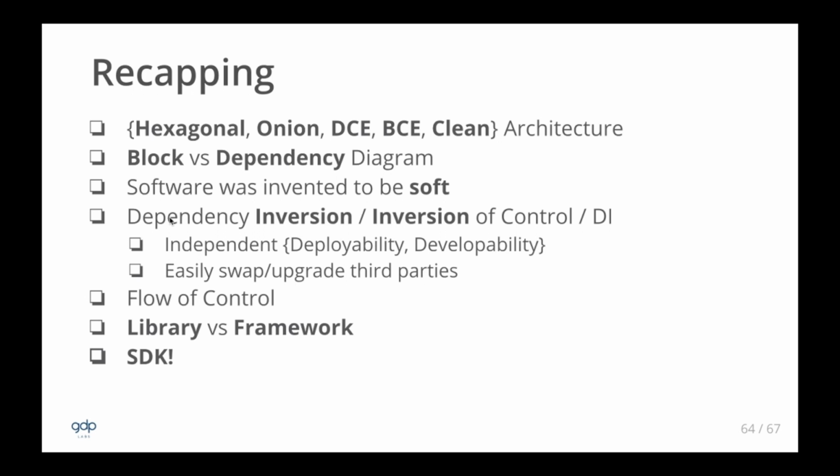And we learned about dependency inversion, inversion of control, and dependency injection. And we also learned their benefits: independent deploy and develop, and easily swap or upgrade our third-party libraries or frameworks. We learned about flow of control. We learned one way to implement clean architecture's flow of control. Remember, it's just one way to do it, maybe more. We know the difference between library and framework, and we also learned about SDK.